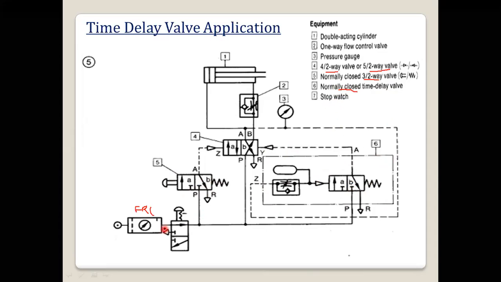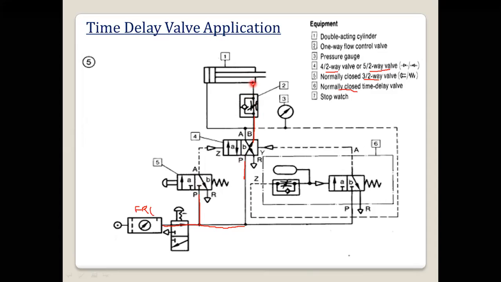So here is how it works. You can see that the compressed air is going from here to the port P. You can observe that port P is blocked, which means the opening is here only. So from here it will go to port B. Then it is going to the flow control valve.